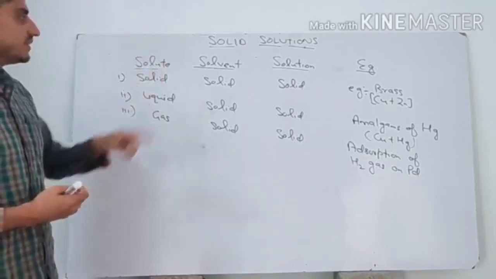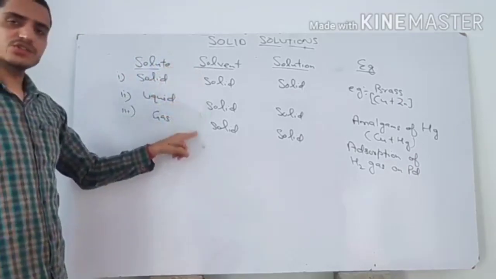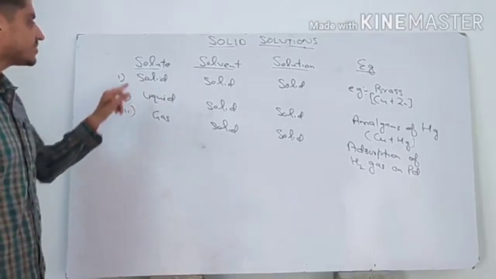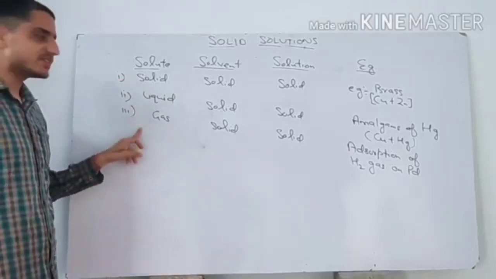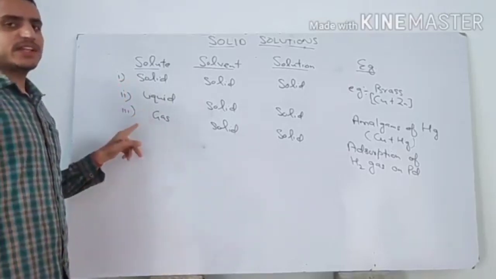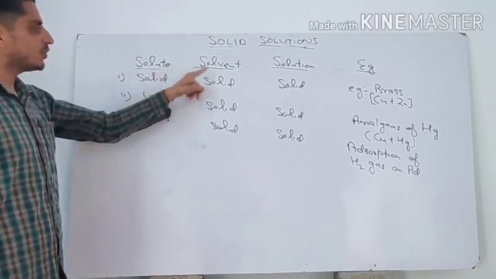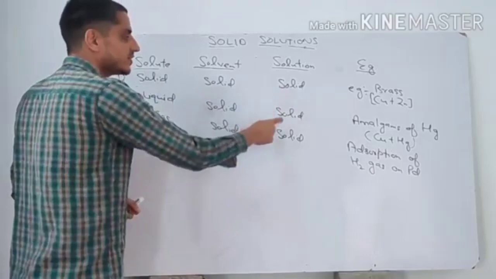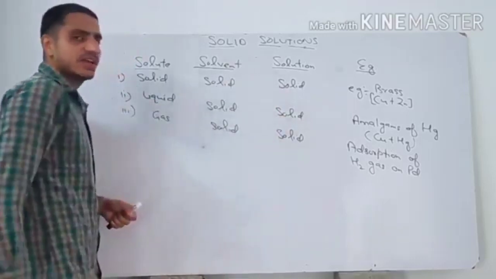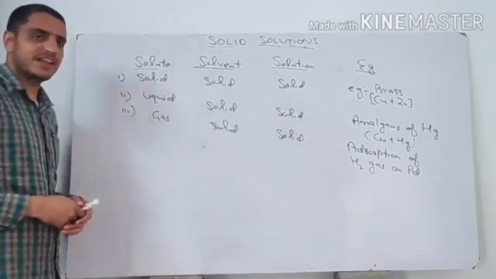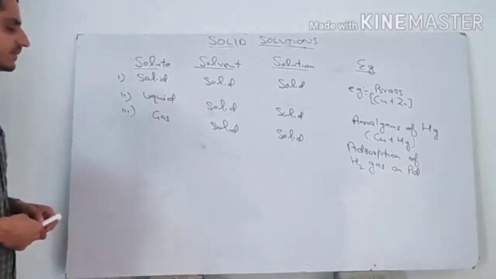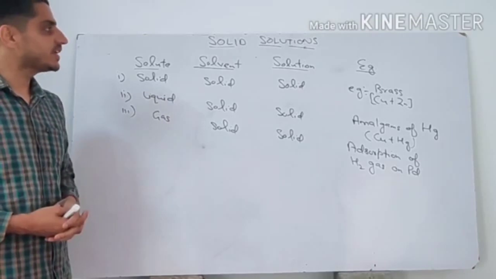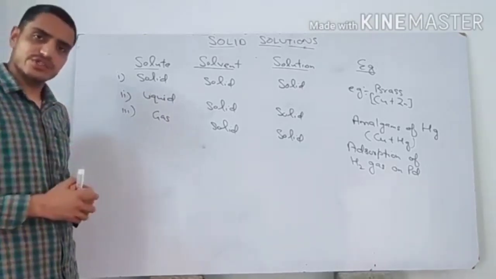Remember, solid solutions mean the solvent will always be a solid. Solute will vary. It may be solid, it may be liquid, it may be gas. In the beginning of the lecture, I told you when you combine solute plus solvent, solvent retains its phase. So the solution will be solid. So these are solid solutions. I have given you examples also. Clear? Note it down. Now I will move toward the second type of solutions, that are liquid solutions.